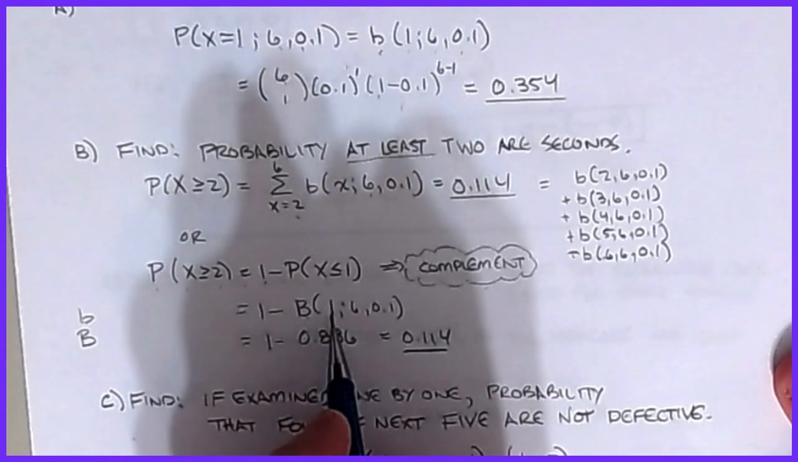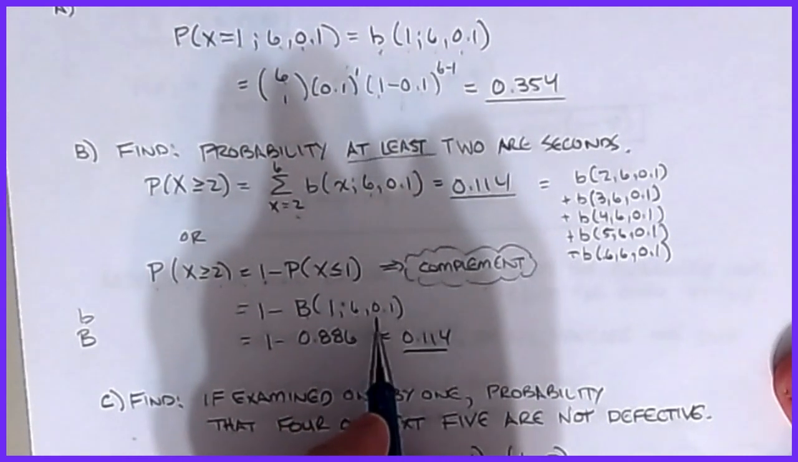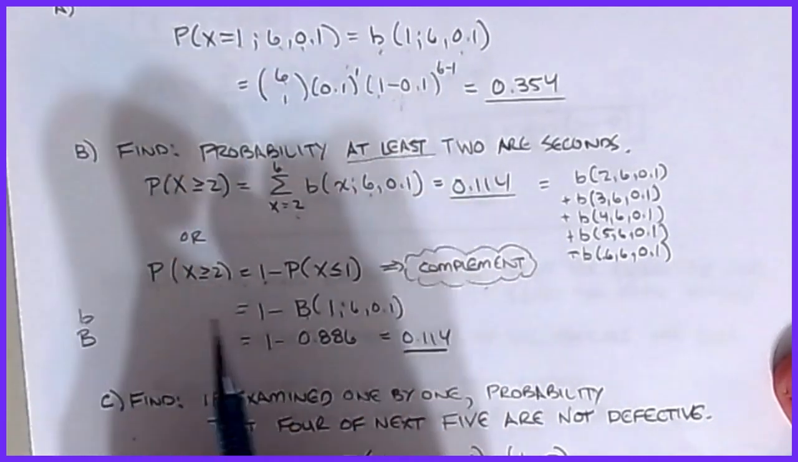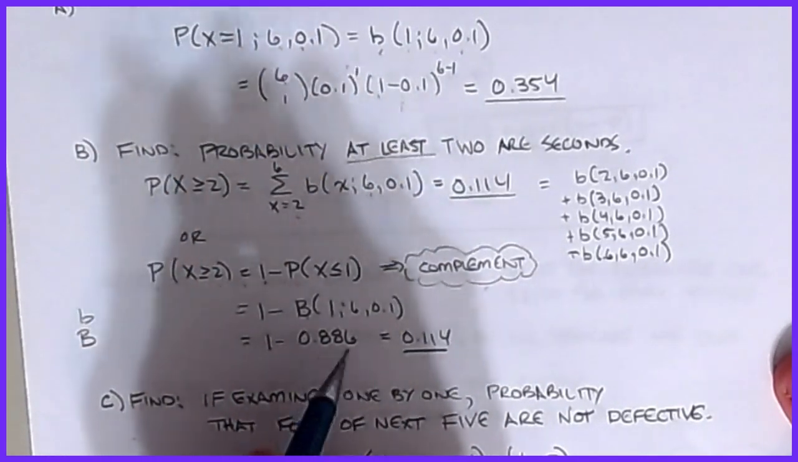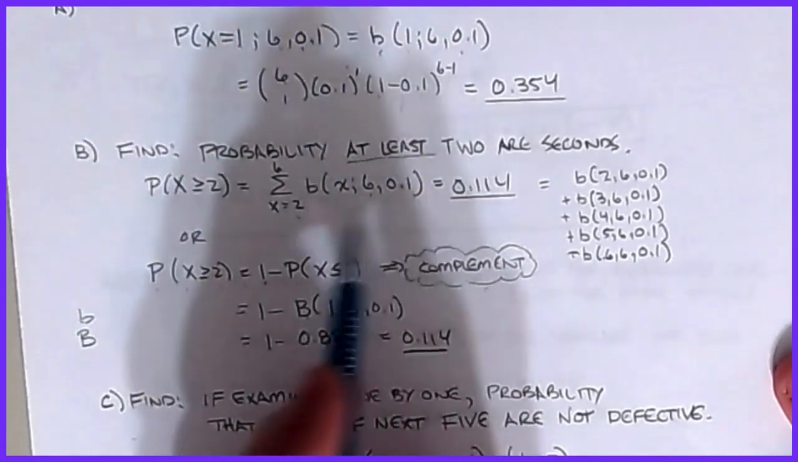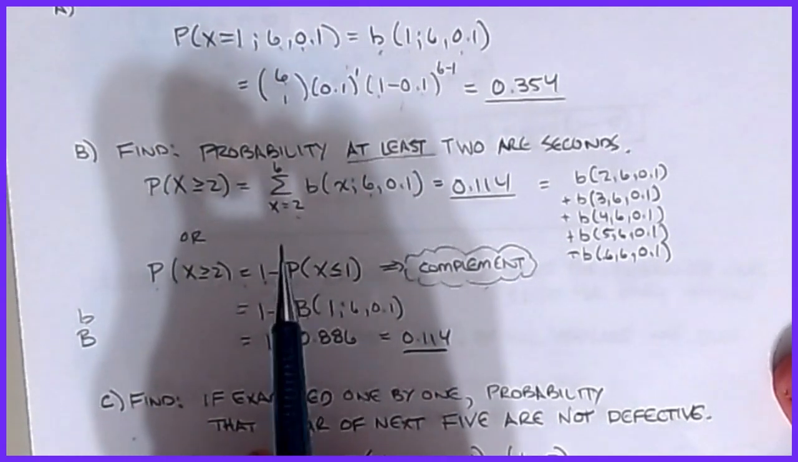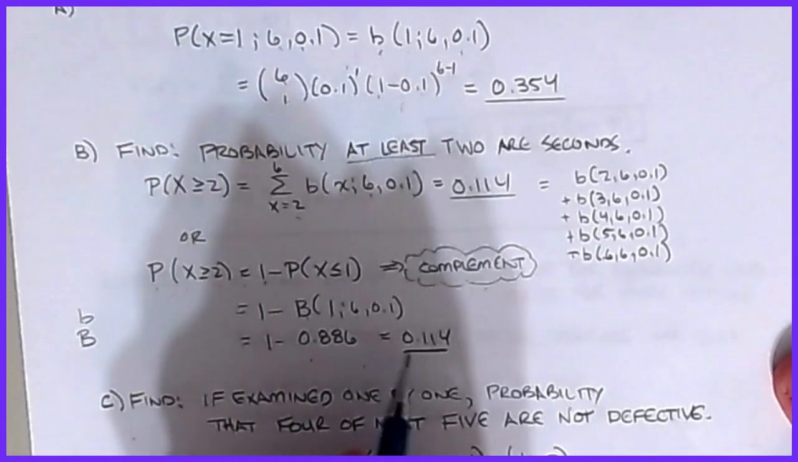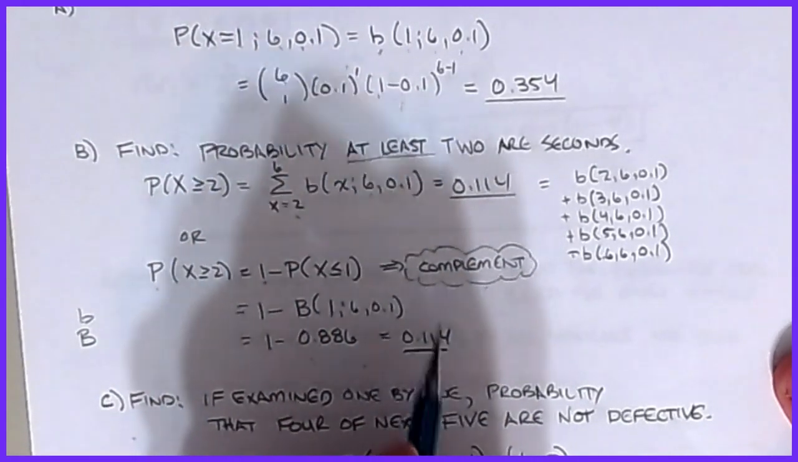And then we're looking for less than or equal to 1, 6, and 0.1. The probability coming out of that, if you had the tables, we didn't have the tables for this one, but you run it through MATLAB or you fill out the calculations. That 1 failure in 6 checks would be 0.886, and then 1 minus that number again is 0.114. It's the exact same number regardless of the way that you go.